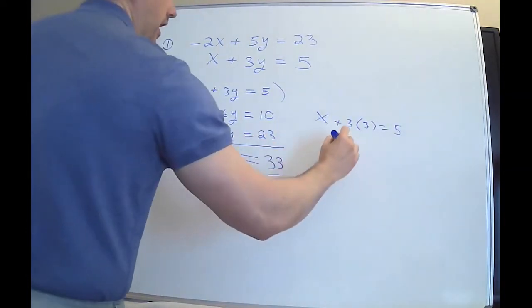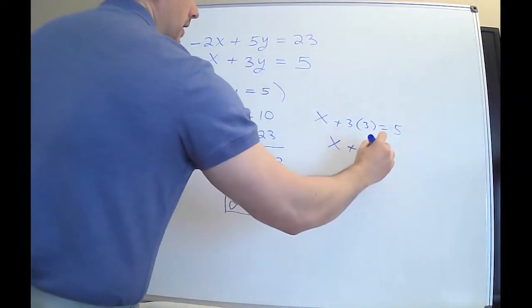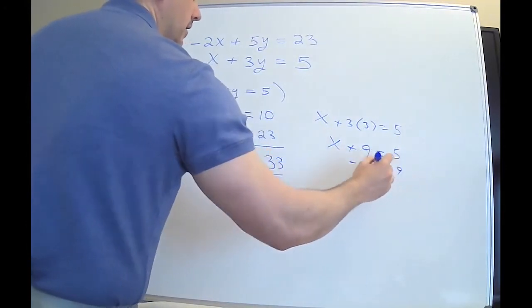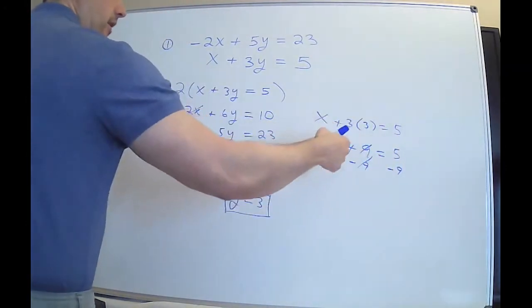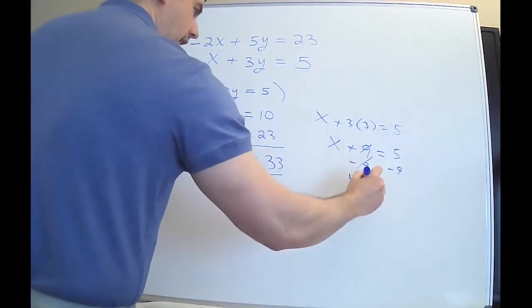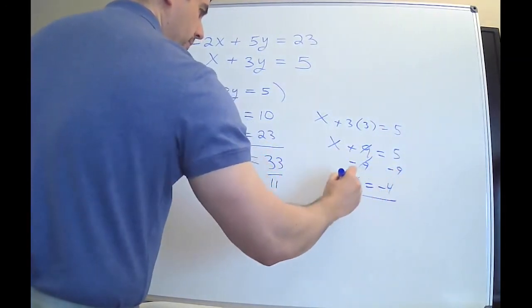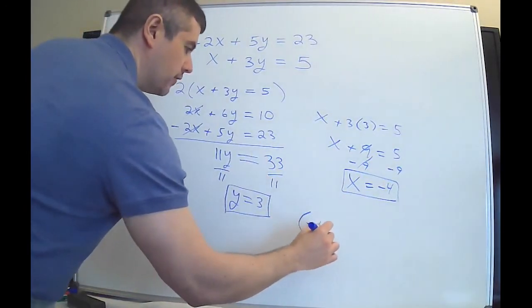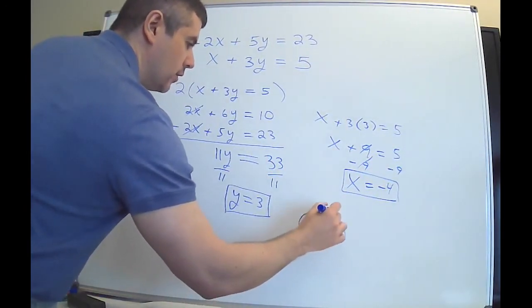3 times 3 is 9. And now if I want to get x alone, I have to subtract 9 from both sides, right? Eliminate it from the left. 5 take away 9 is -4. This is good enough. You don't have to write your answer as a point if you don't want to. You want to make it look all pretty.